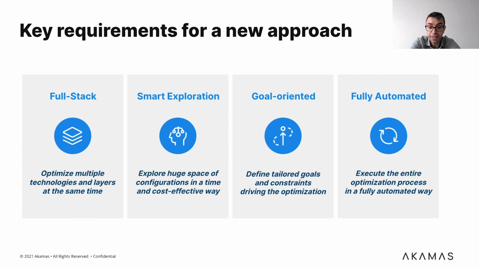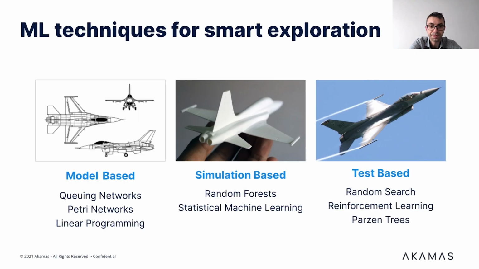And last but not least, the new approach should be fully automated to reduce toil as much as possible and to ensure a reliable process with the fastest convergence to the optimal solution. Then let's focus a little bit more on the smart exploration capability. Machine learning is what makes it possible to implement a system that is both efficient and effective at finding good configurations among the billions of possible configurations.